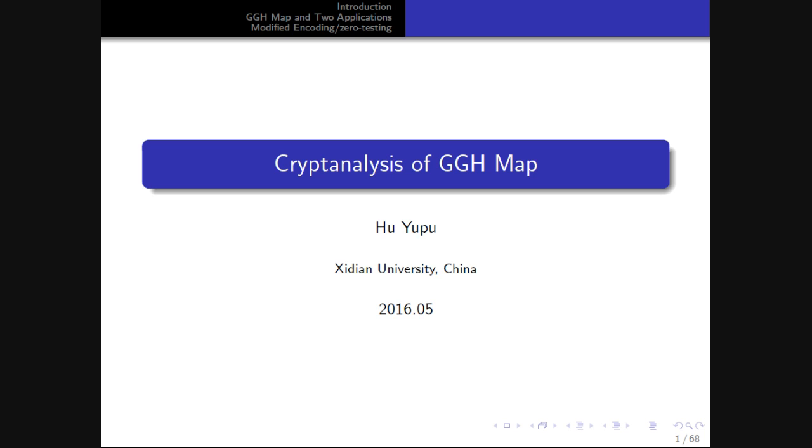Okay, so second talk of the session, it's a cryptanalysis of a GGH map by Yupu Hu and Yujin Jia. And Yupu is giving the talk. No, thank you very much. The title is Cryptanalysis of GGH Map.